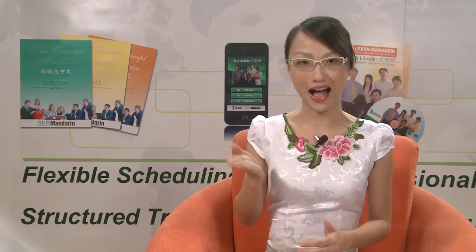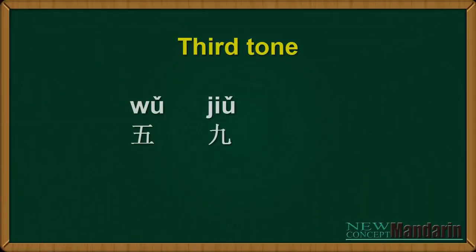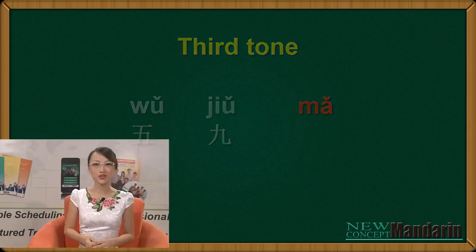And the third tone is the falling, rising tone. You can use your head to help you to pronounce it correctly. For example, ma, ma, similar to saying, well, ma. What do we have for the third tone? 五九, like 马. Some words don't have tones.